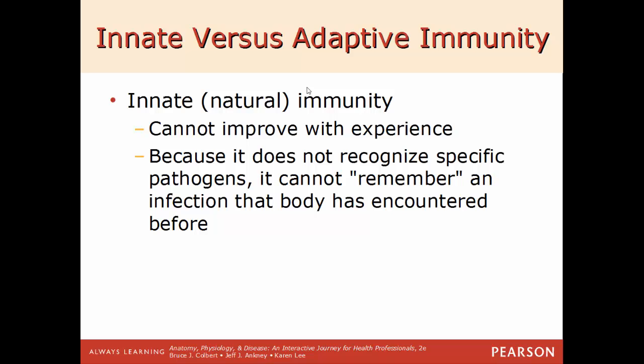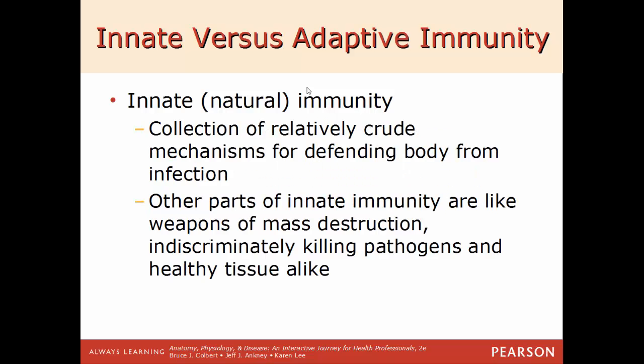So because it can't recognize specific pathogens, it can't remember. There's no memory of antigens it has fought before. So this type of immunity is faster, but also very non-specific. This type of immunity is really a collection of relatively crude mechanisms for defending the body against infection. Some other parts of the natural immunity are similar to weapons of mass destruction.